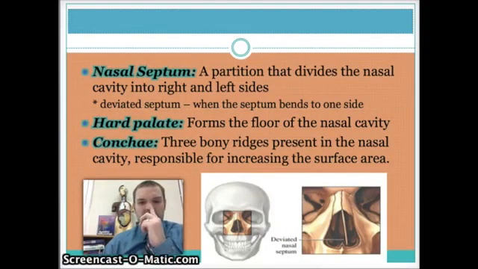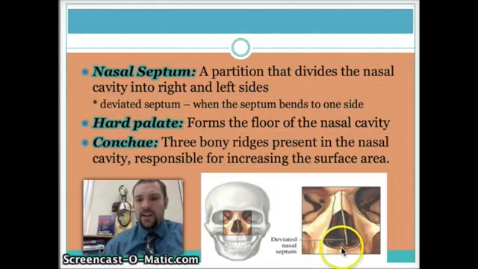Also, when we look at your nose, keep in mind that you have two nostrils, and you have this bone in the middle. This bone right here that should be connecting the superior part to the inferior part of your nasal cavity is called your nasal septum. And it's just going to be this partition that divides it into a right and left side of your nasal cavity. And each naris will be located on each side of it.